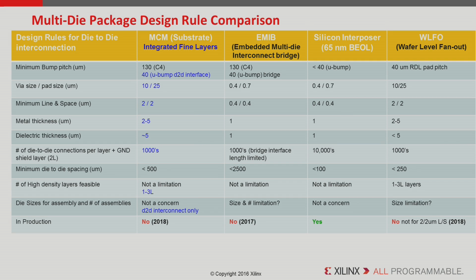I touched upon all the design rule aspects in my previous slide. What I want to focus on here is that silicon interposer is currently in production. And the hope is there will be lower cost options emerging in the future. Our assessment is that some of these approaches may come about in the 2018 timeframe or so. And Intel probably will be in production as well next year with the EMIB.